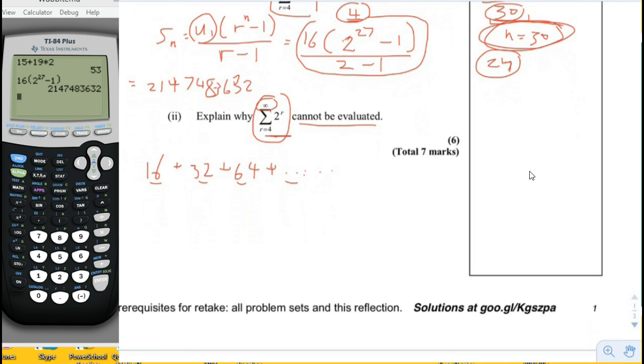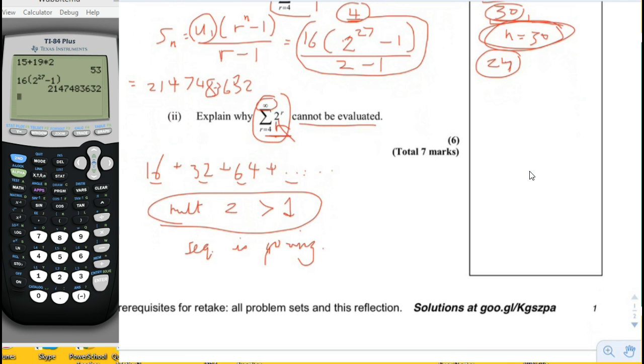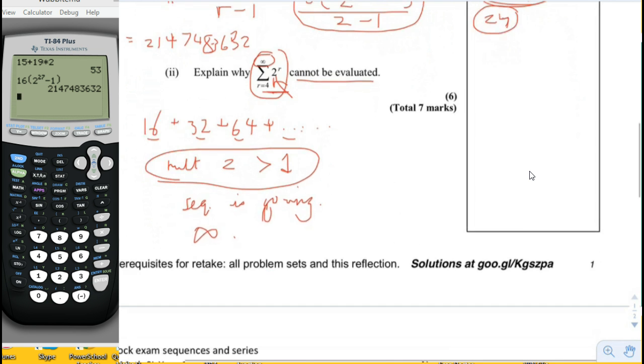So you could give a variety of answers here, but remember that the thing that makes this impossible to evaluate is the fact that the 2 is greater than 1. So like the multiplier 2 is greater than 1. This is the main reason. Okay? You could also say things like that the sequence is growing. Okay, the geometric sequence is growing. Okay, it will add up to infinity. Okay, you could say anything like that.